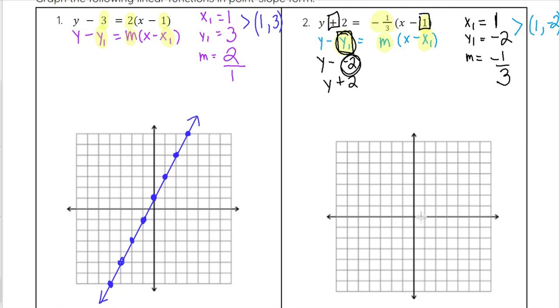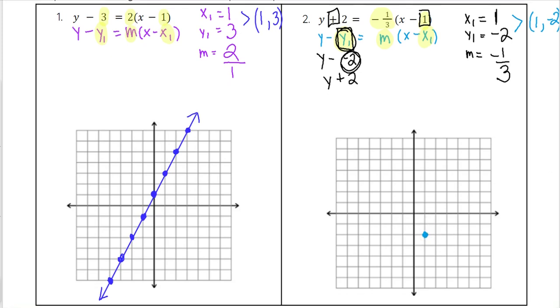So from the origin, we go right 1, down 2, put a point, and that is the start of our line, or 1 point on our line. And then we go ahead and use negative 1/3. So this is our rise of negative 1 and our run of 3. So we're going to go down 1 because it's negative 1, and then run 3, which means positive 3 is to the right. So 1, 2, 3, put a point.